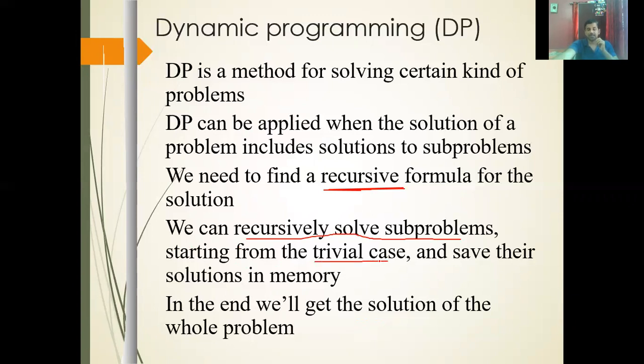Trivial case means the smaller instances. For the smaller instances, we find the solution and record those solutions in memory. Later on, we use those solutions to find the solution for the whole problem. This is the strategy we adopt in dynamic programming. Simply put, using the recursive concept, we solve the subproblems, store them in memory, and later use the stored solutions for solving the whole problem.